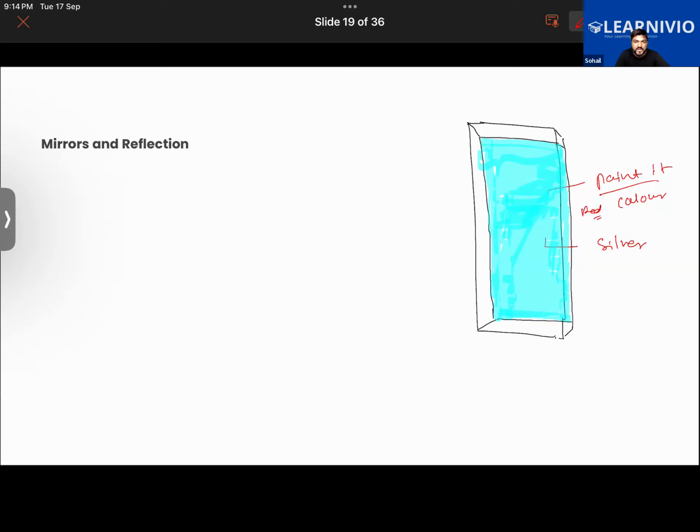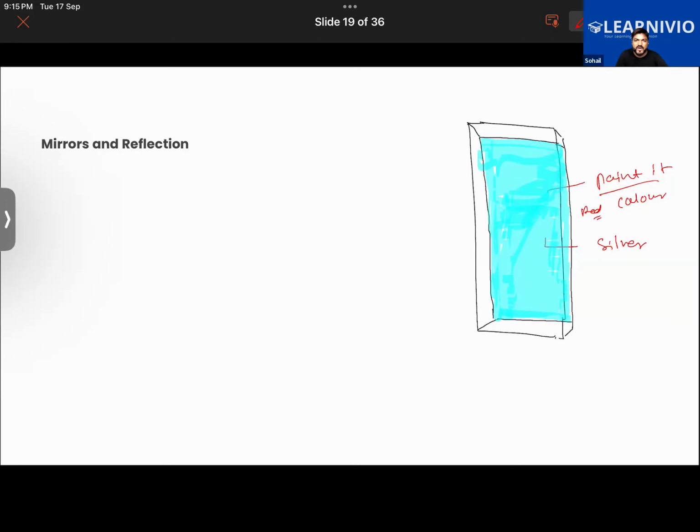So silver, being a very good reflective material, is used. But nowadays, in place of silver, another substance is used in mirrors. Why is it so? Because silver is a good reflector of light, but it is expensive. So thereby we are using other reflectors today as well.